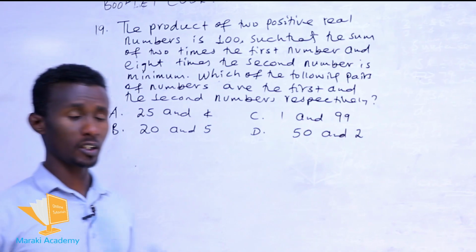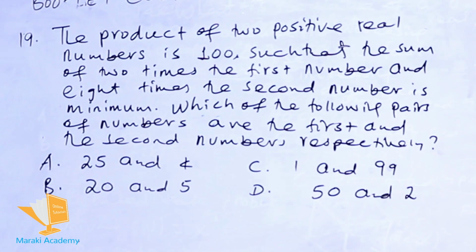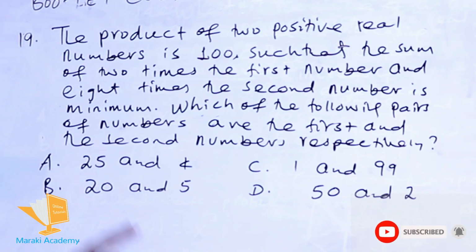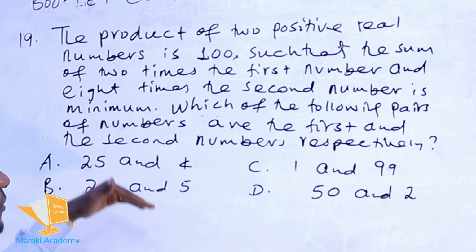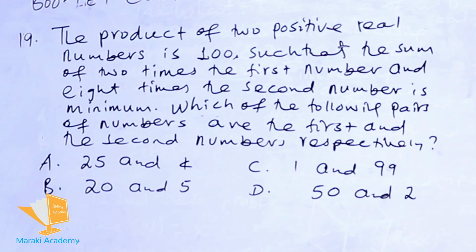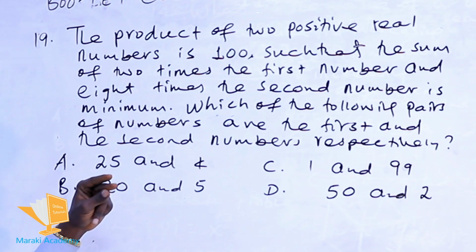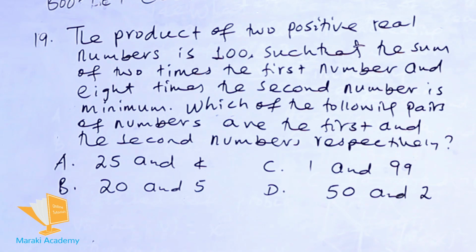OK, question 19 is also about application of derivative. We have the product of two positive real numbers is 100 such that the sum of 2 times the first number and 8 times the second number is minimum. Then how do we find the numbers which satisfy the given condition? We need both numbers, which satisfy both conditions. So this is also an application part.